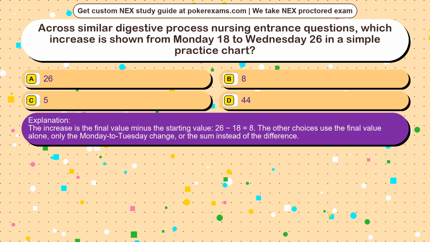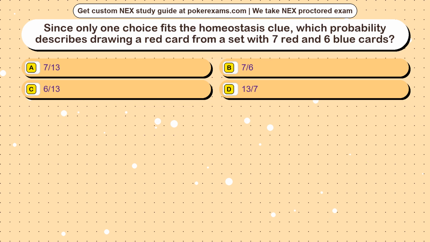Question 21. Since only one choice fits the homeostasis clue, which probability describes drawing a red card from a set with 7 red and 6 blue cards? Option A, 7/13. Option B, 7/6. Option C, 6/13. Option D, 13/7.